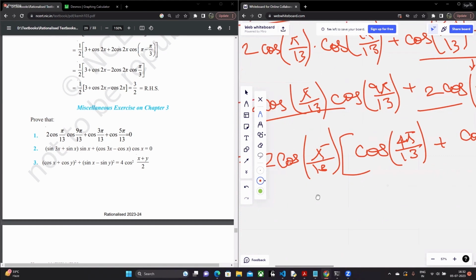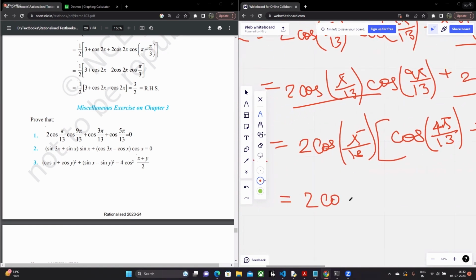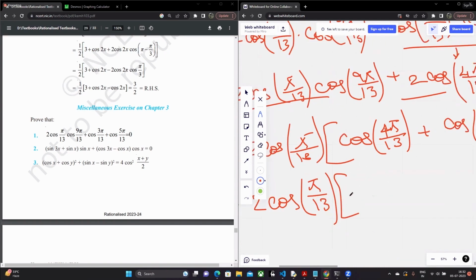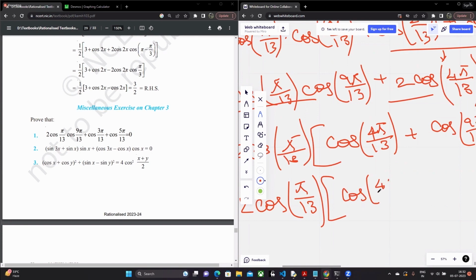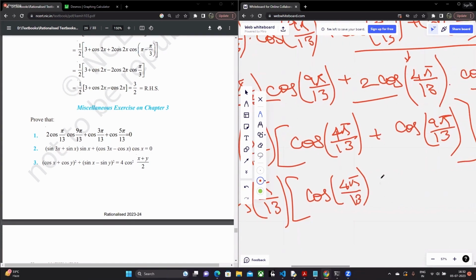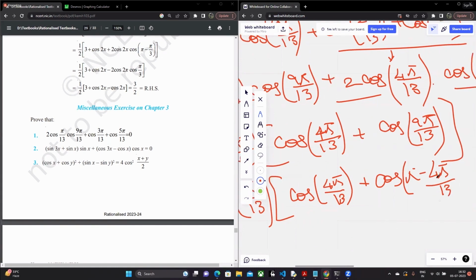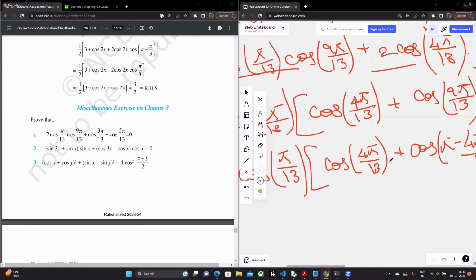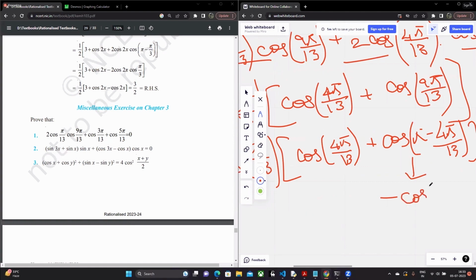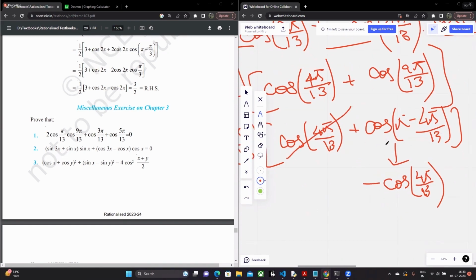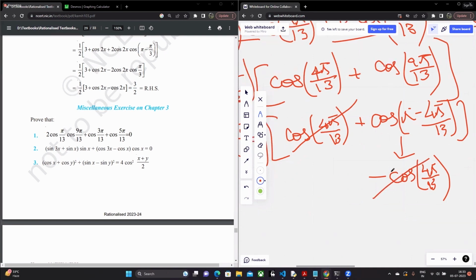So basically, this is equal to 2 cos of pi by 13 into cos of 4 pi by 13 plus cos of pi minus 4 pi by 13, right? This is basically minus cos 4 pi by 13. If you remember, cos of pi minus theta is minus cos theta, right? And so cos 4 pi by 13 plus this is going to be equal to 0.